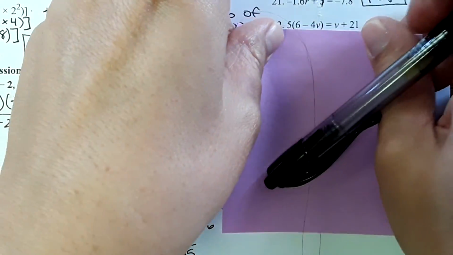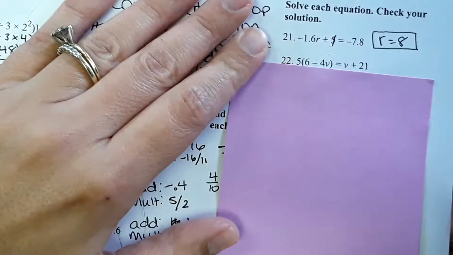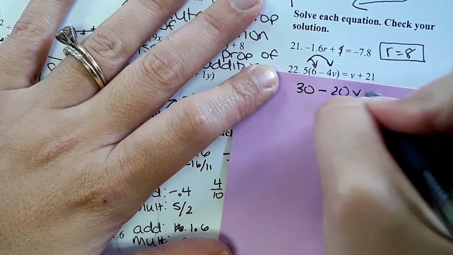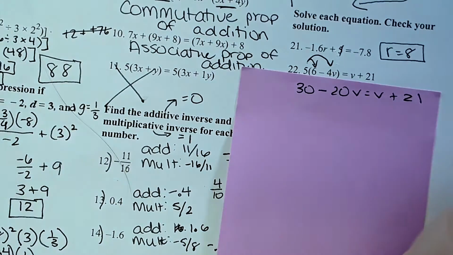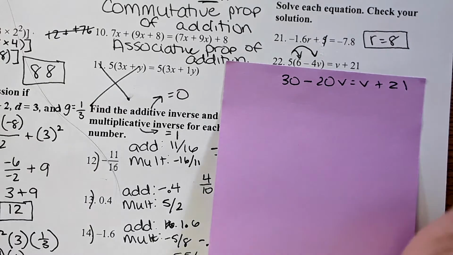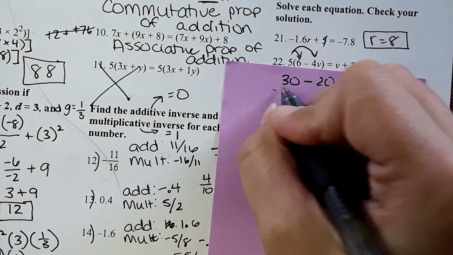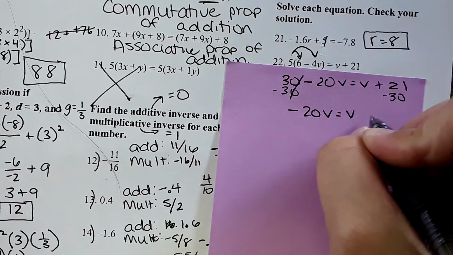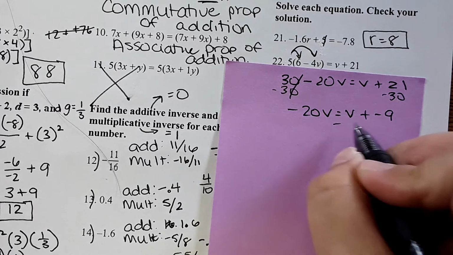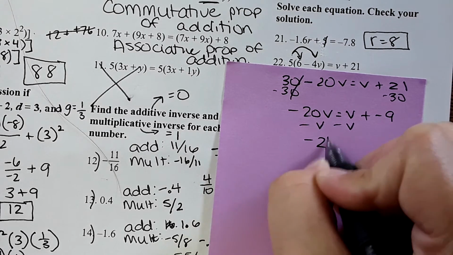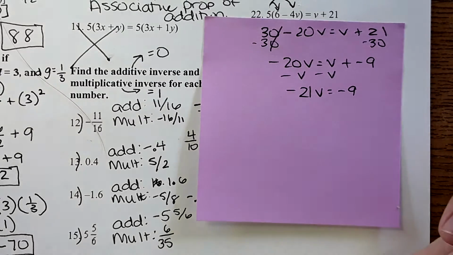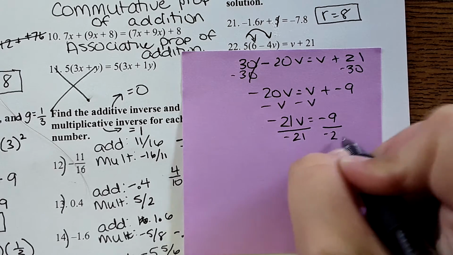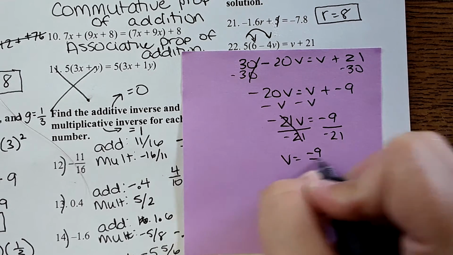Next one. Same idea. This time we do have to distribute the 5 to both of those terms. So we get 30 minus 20v equals v plus 21. If you're working ahead of me and got a fraction, that is correct. I'm trying to get v by itself, so I'm going to subtract 30. I get negative 21v equals negative 9. Then divide by negative 21 on both sides to get v by itself. We have v equals negative 9 over negative 21.